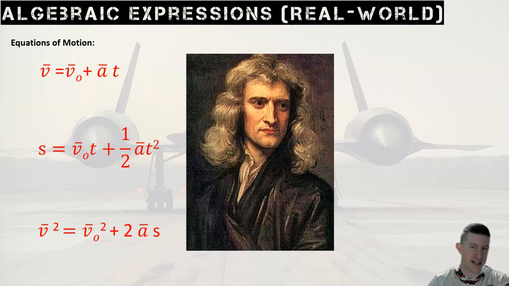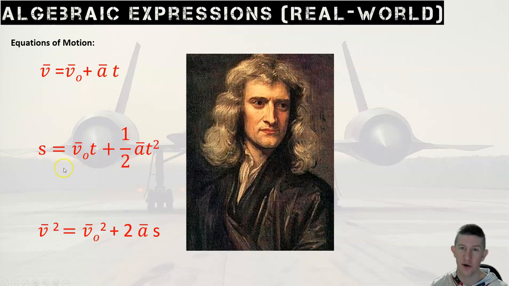If you're moving at some random speed, I want to know, okay, what was your initial speed? How fast were you moving? And then did you speed up? And if so, how long did you speed up for? And then I'll add that to your initial speed. I get your total speed. So that's one of the equations of motion.